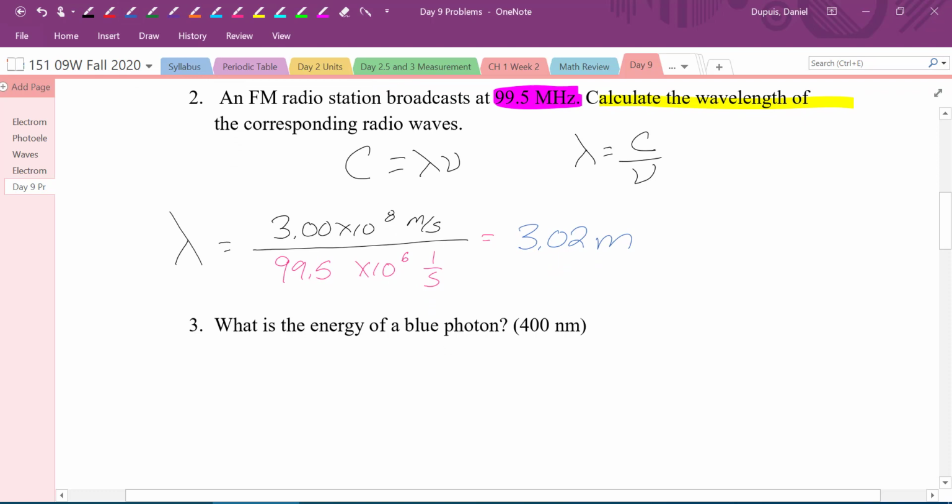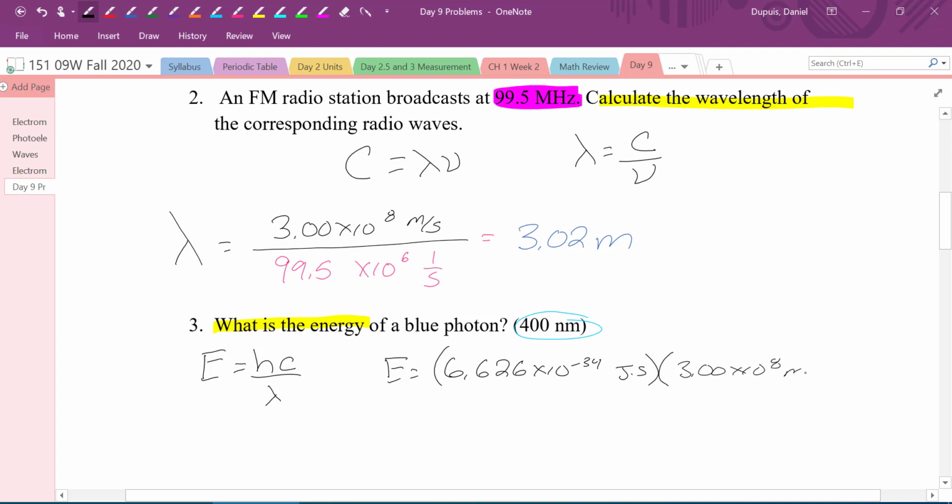Number 3. What's the energy of a blue photon? Well, I'm going to use E equals h c over lambda, right? E equals h, 6.626 times 10 to negative 34 joules times seconds. C, 3.00 times 10 to the 8 meters per second. Wavelength, 400 nanometers times 10 to the minus 9 meters.